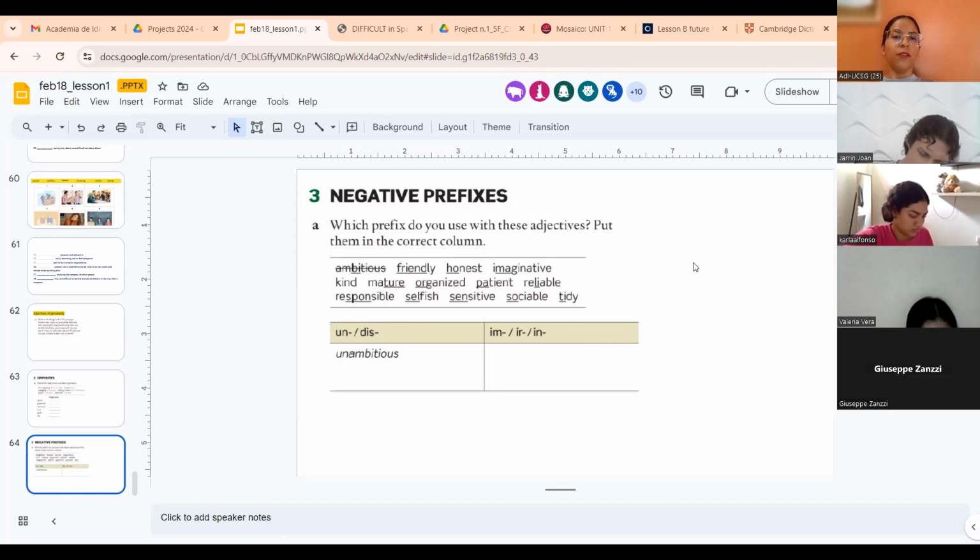I'm gonna give you 5 minutes, guys. Which prefix do you use with these adjectives? Classify them. Do it in your notebooks, please. Negative prefixes.